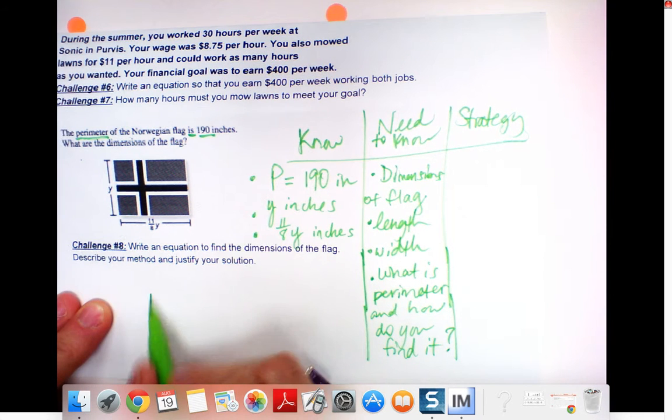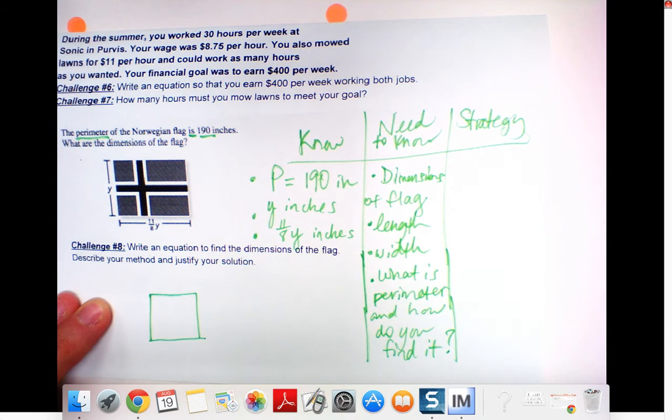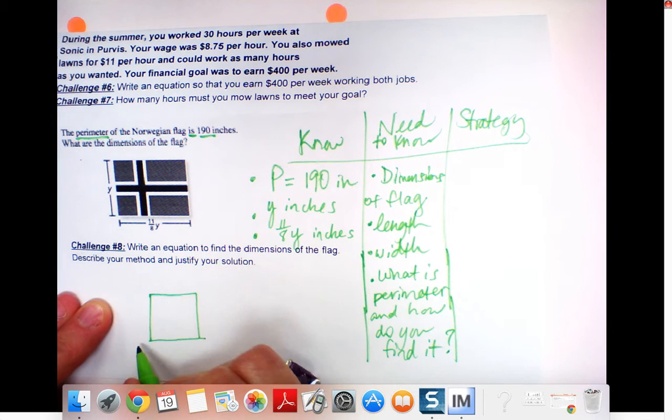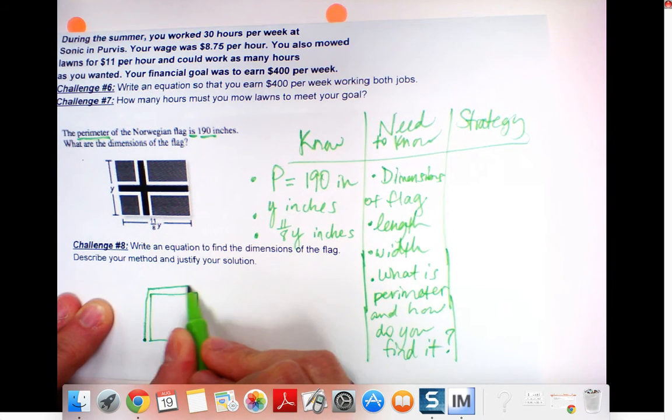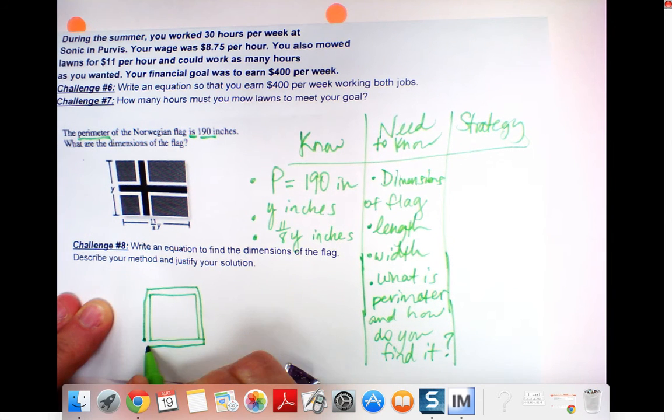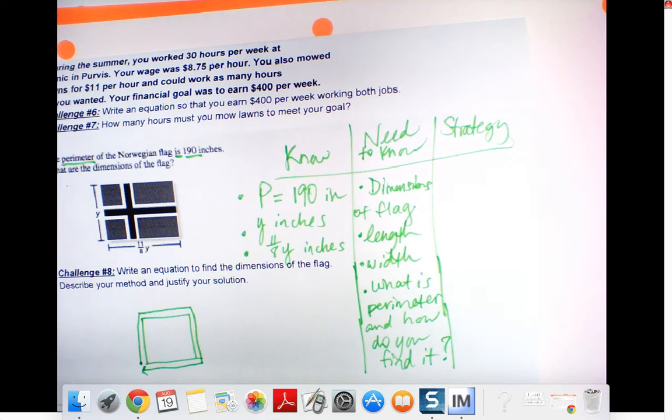Okay, let's say I have this rectangle here. If I start here and I'm traveling the distance around the shape, that is the perimeter. Sort of like a fence in your backyard. That is on the perimeter of your yard.